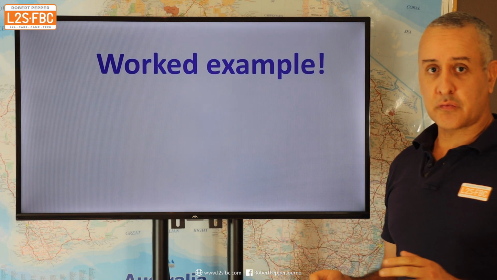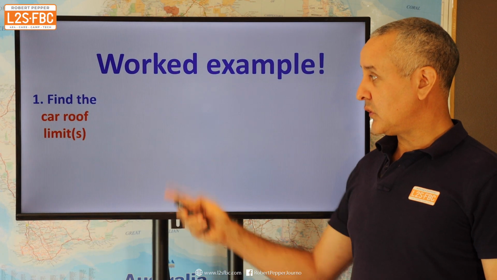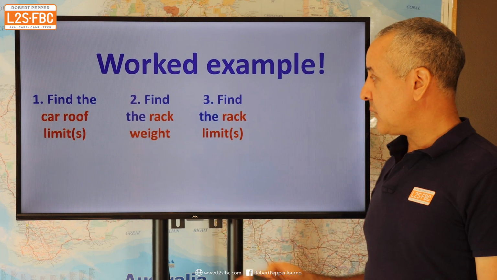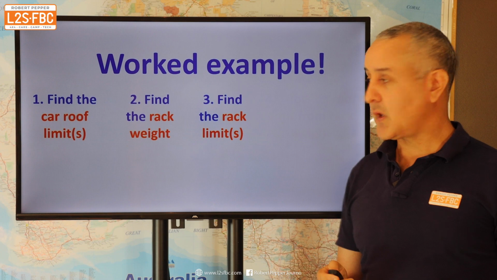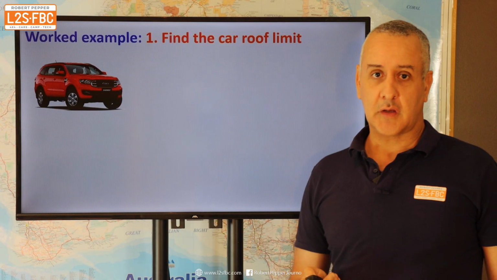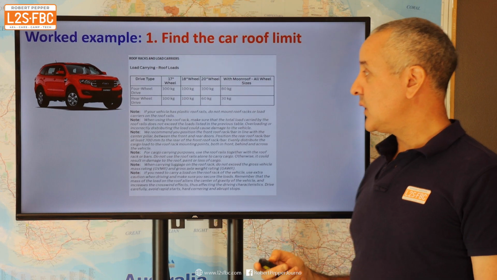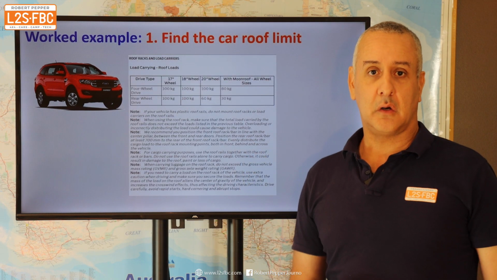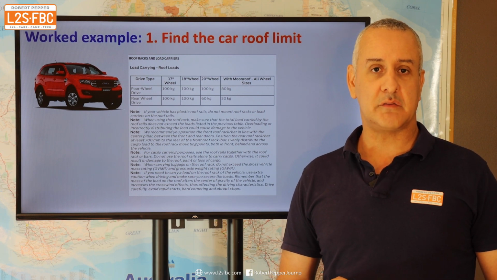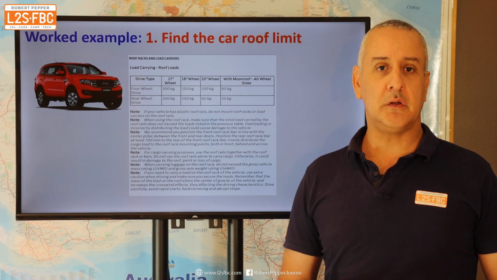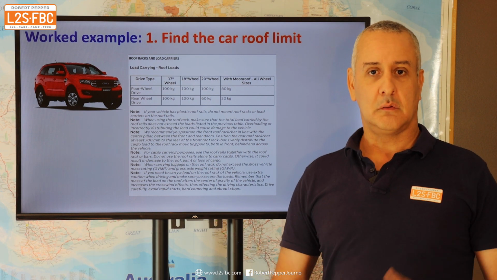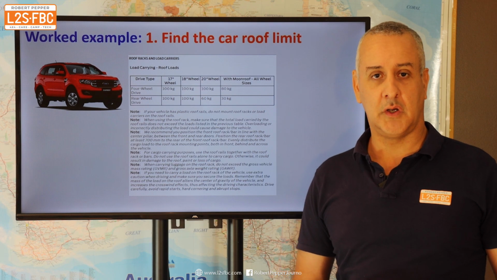Okay, so let's go through the worked example then. And again, that was we find the car roof limits, we find the rack weight, and we find the rack limit, and then we subtract the roof limit from the rack weight. Now we're going to use a Ford Everest for this, and this is what I got from the owner's manual, which is available online. A lot of car manufacturers have the owner's manual online. You can look that up, and often you find a lot more useful information here than you do on the website, which again just has the bore and the stroke of the engine for some unknown reason.